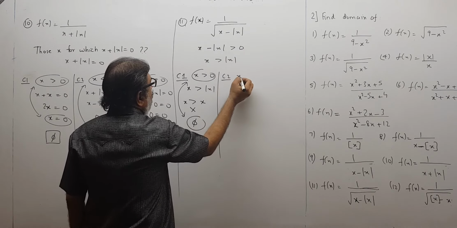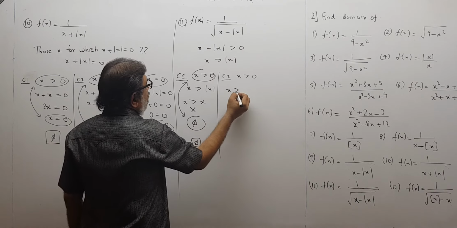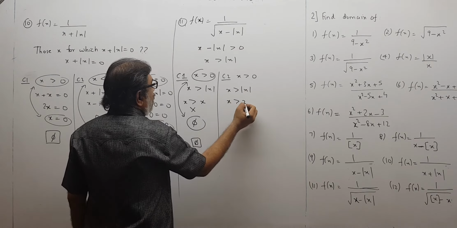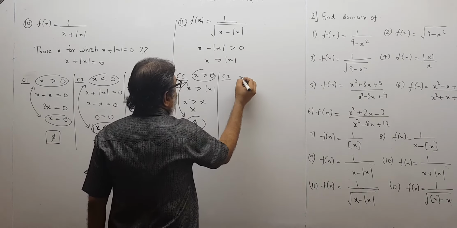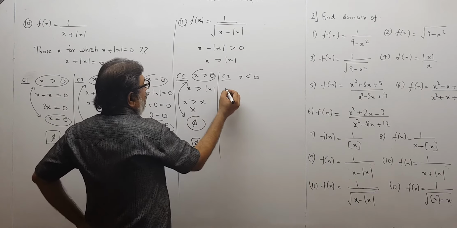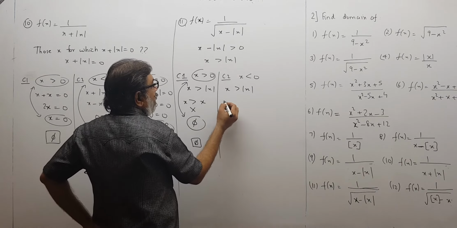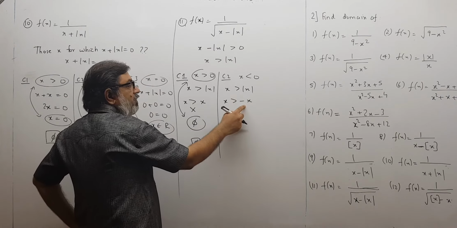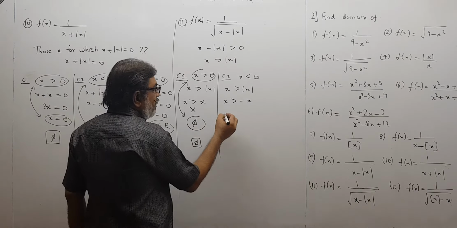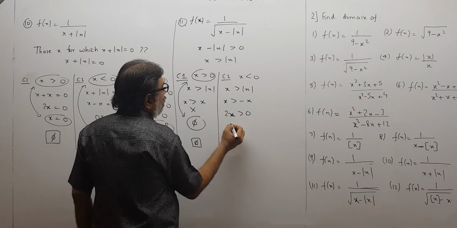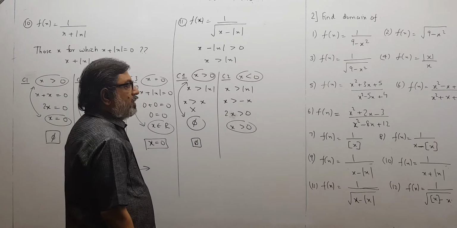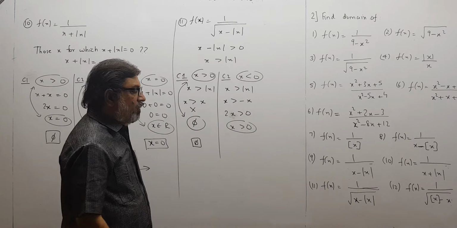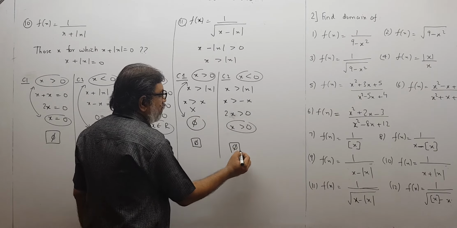Look at case 2. Supposing x is positive, so x is greater than mod x. X will be greater than x because mod x will be x when x is positive. Oh sorry, I have to take x less than 0. Once I have already taken. The equation is x more than mod x. So x greater than minus x, because mod x will be minus x whenever x is less than 0. So 2x should be greater than 0. So x should be greater than 0. This is my conclusion. And here we have x less than 0, x greater than 0. What is the intersection? Null set. So here also we don't get any value of x.